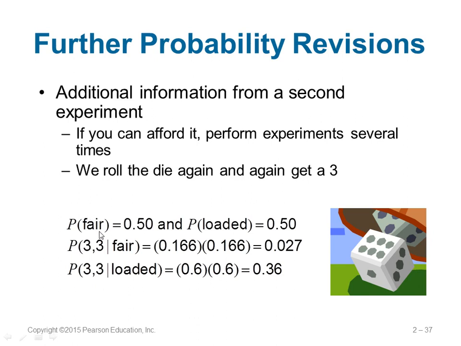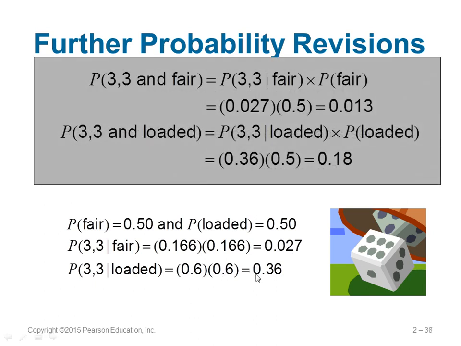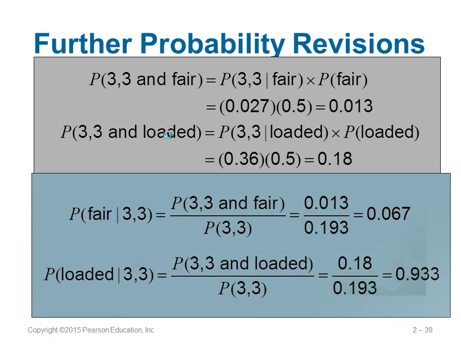So the probability of getting 3 when you have a fair die is 0.166. Multiply it 2 times, you get this value. Similarly for 3, 3 with a loaded die, you get 0.36. If you want to find the probability of 3, 3 and fair, you take the probability of 3, 3 given fair times the probability of fairness, you just multiply them. Similarly for 3, 3 and loaded.